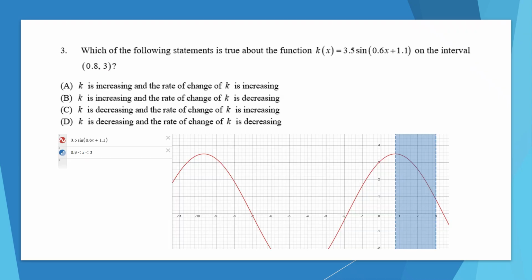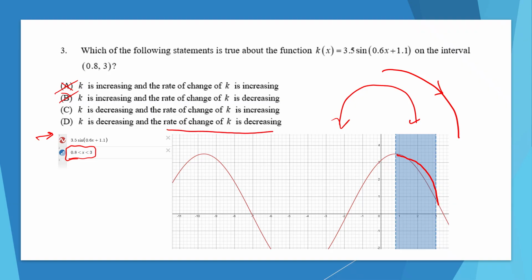So here, what I would do is I would just graph that function like so, and then look at the interval that we're looking at, which is from 0.8 to 3. That's going to be this portion of the graph, which is really a decreasing graph, right? So the function itself is decreasing because it's going down. And so here, k should be decreasing. So we can eliminate A and B just from that. And then this is also concave down, right? Because it's a downwards U shape. So the rate of change should also be decreasing. That means any concave down graph as well. So D should be the correct answer for number 3 there.